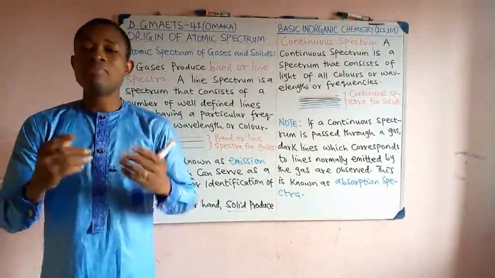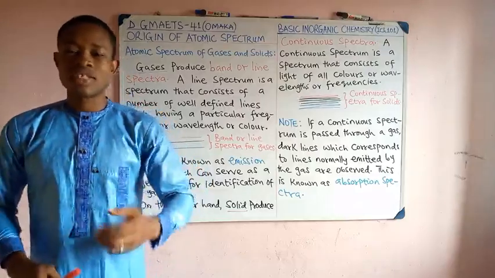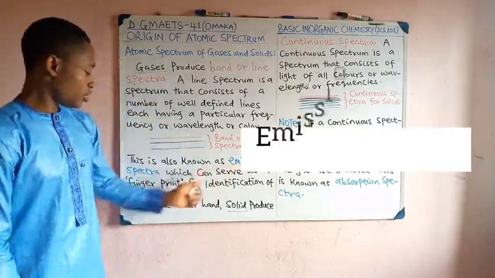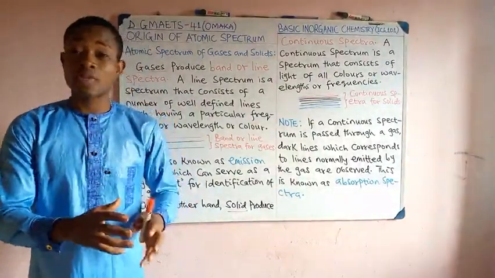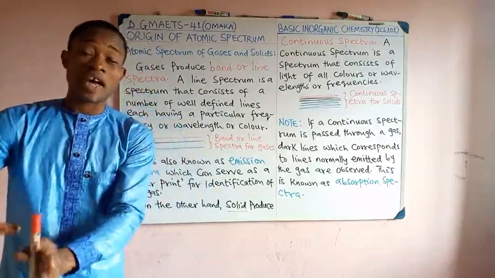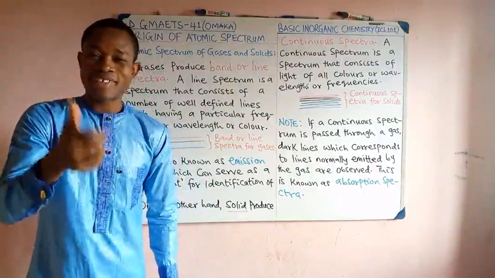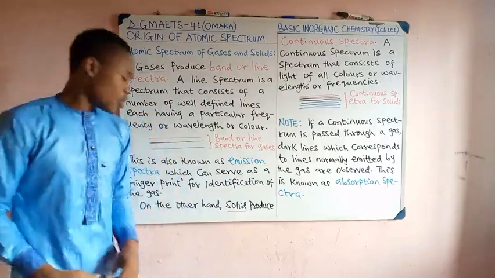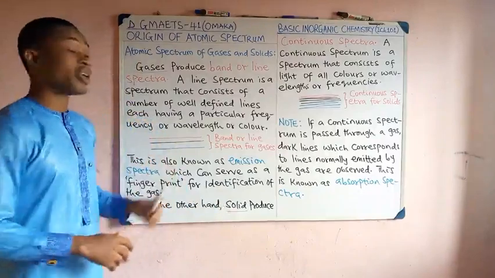A material emits radiation. The emission from a gas is known as the emission spectra. And this actually helps us to identify a particular gas, because the emission spectra, or the emission from a given gas A, is different from the emission from another gas B. So this emission spectra serves as a fingerprint which you can use to identify a particular gas. Now let us consider the spectrum of a solid, because it's different from that of gas as mentioned earlier.